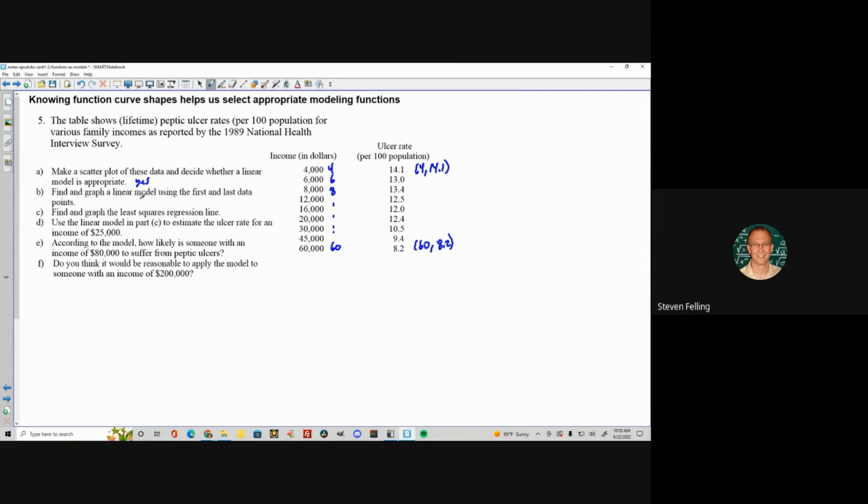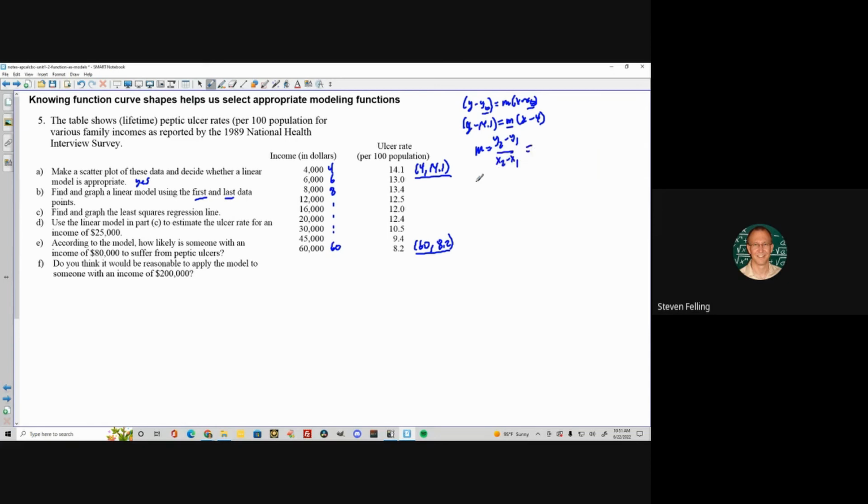And then, can we find and graph a linear model using just the first and last data point? So instead of trying to fit a line to all the data, can I just use the 2 endpoints? Okay, to do that, we're just going to come up with a template: y minus y0 equals m times x minus x0. We have to figure out a point on that, which I'm going to use (4, 14.1). So this will be y minus 14.1 equals some slope times x minus 4. For the slope, we'll use the slope formula: the change in y over the change in x.